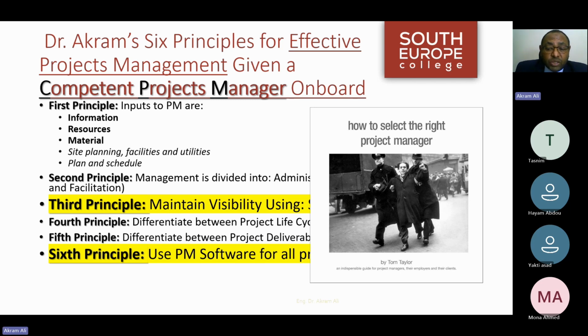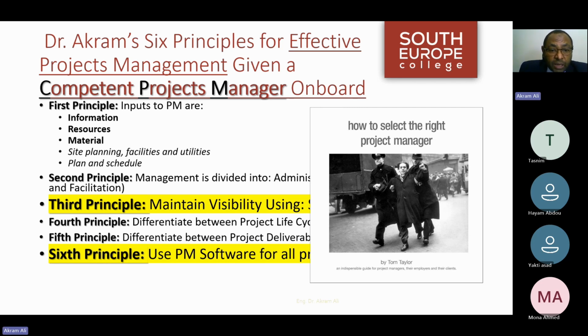So the first principle is to understand that project management needs some inputs. Such inputs are basically information, resources, and material. Also, construction projects will need site planning, facilities, and utilities. And of course, all projects will need plans and schedules, and plans and schedules are actually information. However, because they are an important category of information, they are explicitly mentioned here.